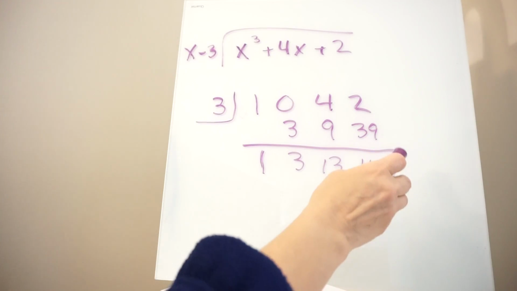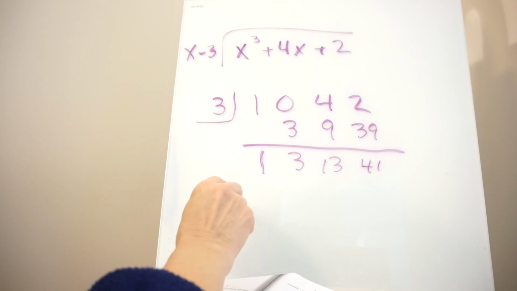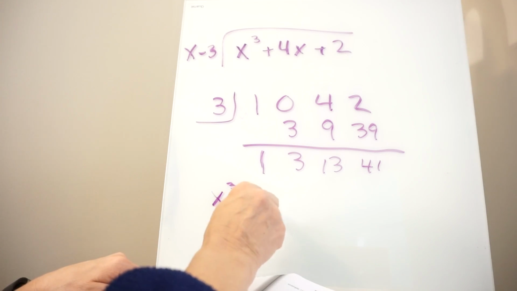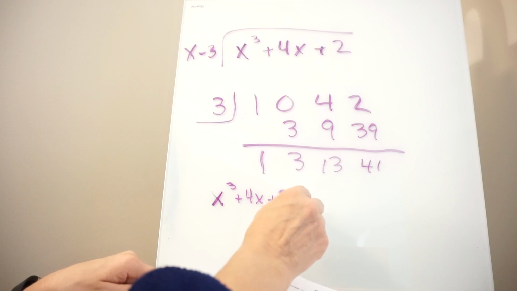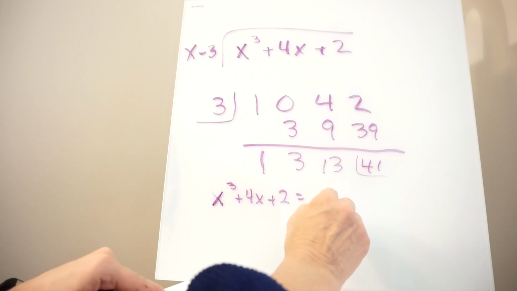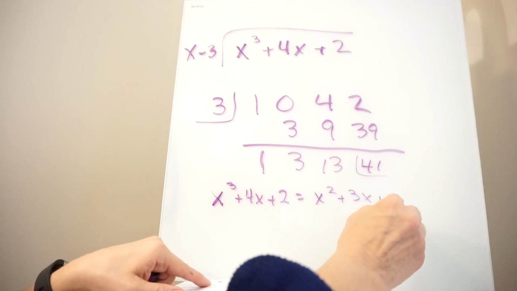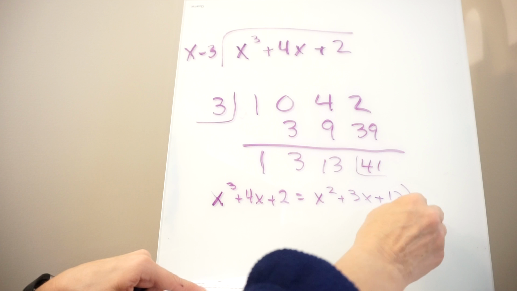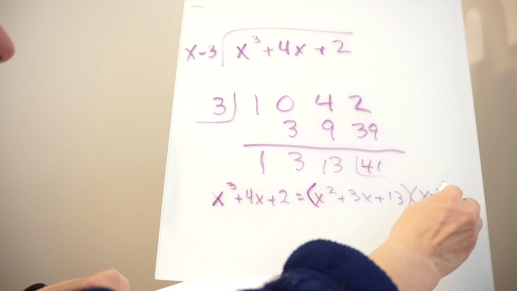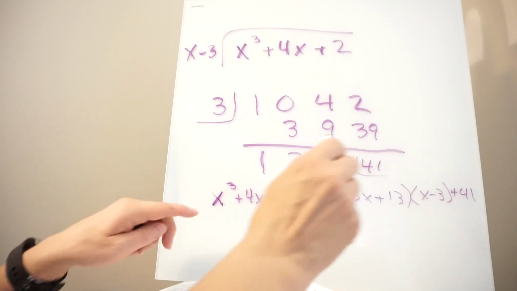So we get a remainder of 41. That means, again, the same thing, that the original x cubed plus 4x plus 2 is going to be equal to this here written out. Remember, this is the remainder. So this would be x squared plus 3x plus 13 times our divisor plus our remainder.